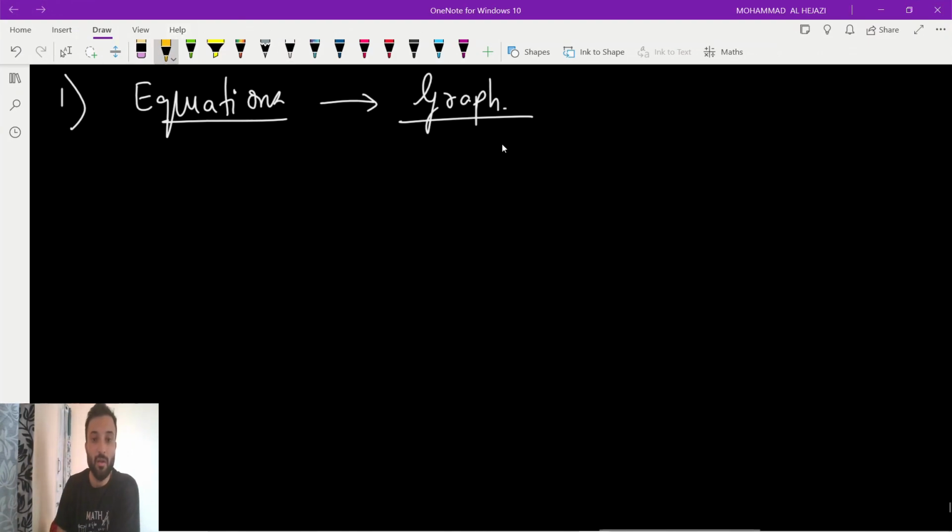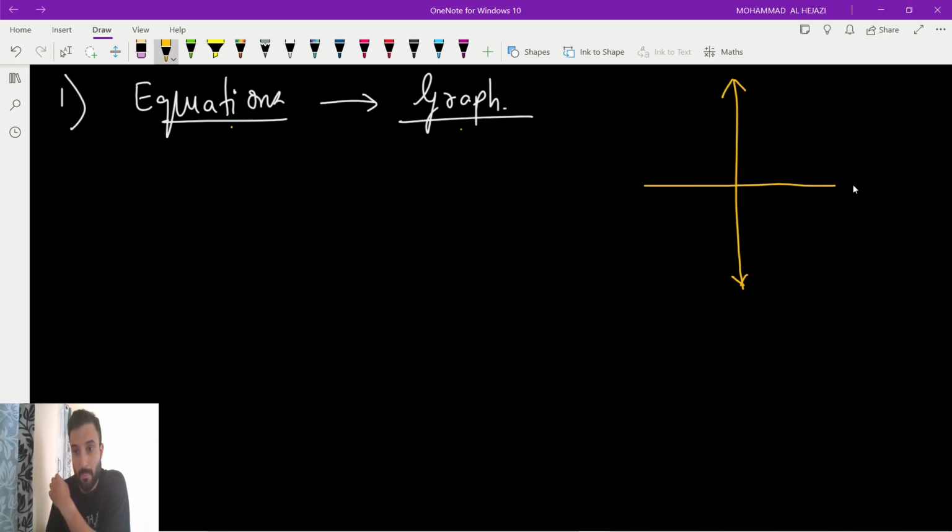Okay, so let's first talk about the tricks. First is they will give the equations. You have to find the correct graphs. So guys, see, this is the graph. Suppose this is the graph. x dash, y dash. This is 0.